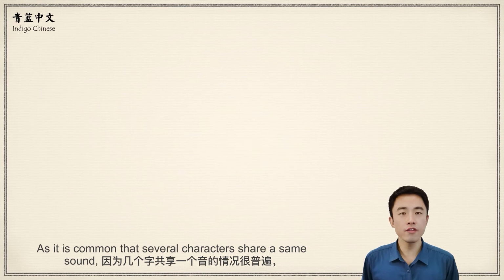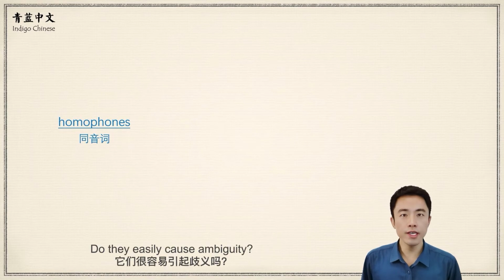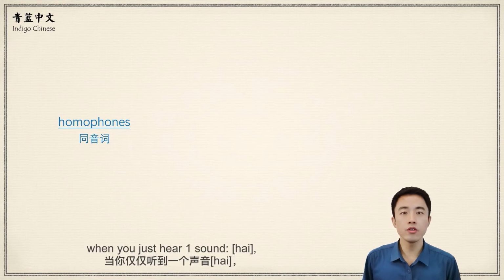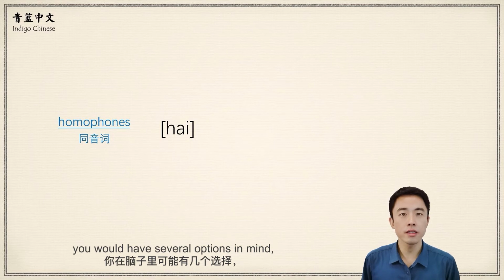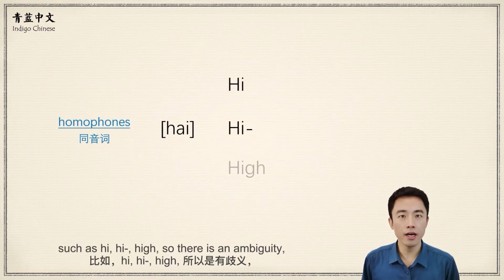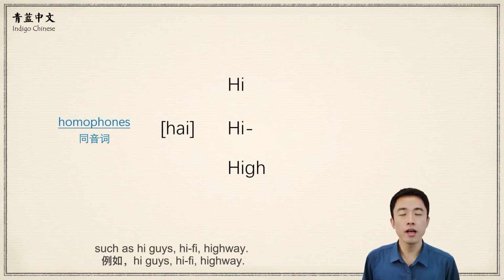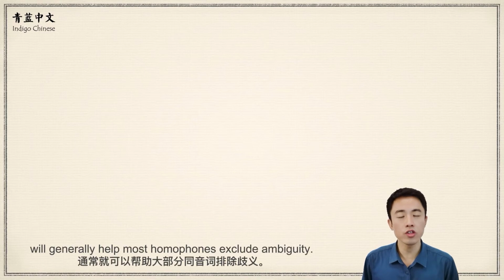As it is common that several characters share a same sound, there are a lot of homophones in Chinese. Do they easily cause ambiguity? Please see an English example first. When you just hear one sound, hi, you would have several options in mind, such as hi, hi, hi. So there is an ambiguity, but it will disappear immediately when you hear another sound, such as hi guys, hi-fi, highway. Similarly in Chinese, one more sound to give context will generally help most homophones exclude ambiguity.